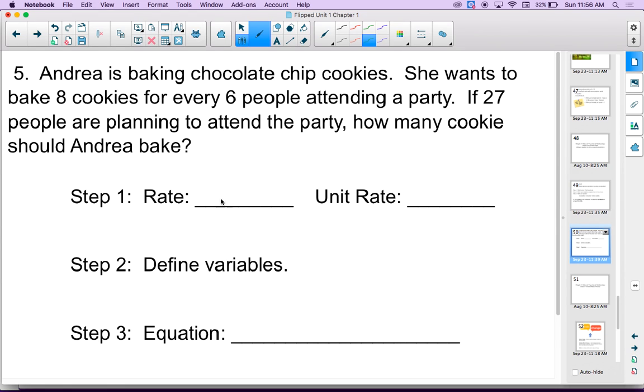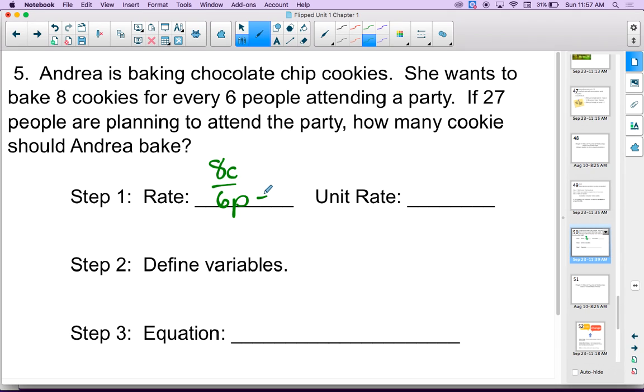So here's our same problem from the last video. It's all about Andrea. We're familiar with this video. She wants to bake 8 cookies for every 6 people attending a party. So the rate here is 8 cookies per 6 people. So there's our rate. If we want to change it to a unit rate, I am going to actually change it to a unit rate in a special way so that we have a fraction numerator and a 1 in the denominator. I don't want a decimal here because I know my decimal will be a repeater.